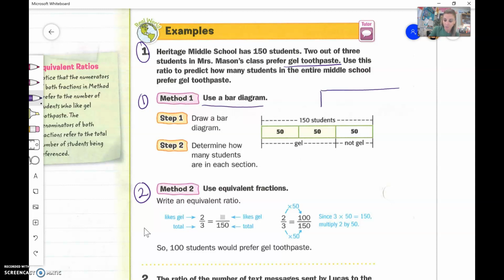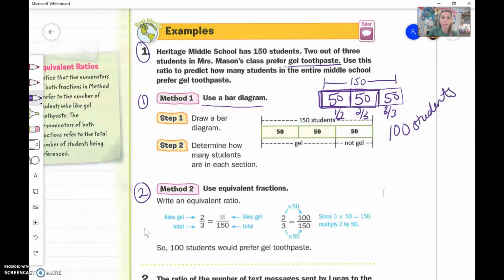If you're talking 2 out of 3, notice how they drew the bar diagram, and up at the top they have a total of 150 students. If I have a total of 150 students and I'm dividing them into groups of 3, because it's out of 3, that means 50 would be in each of these boxes. So right here, this is 1/3. This would be 2/3, and if all of them preferred it, it would be 3/3. Since I'm only talking about 2/3, well, 50 plus 50 is 100. So 100 students prefer gel toothpaste based on this bar diagram.